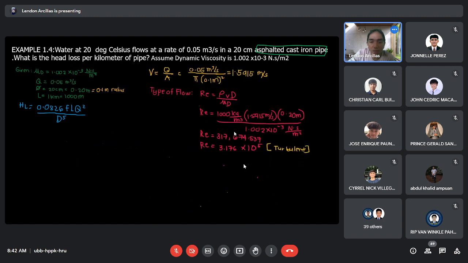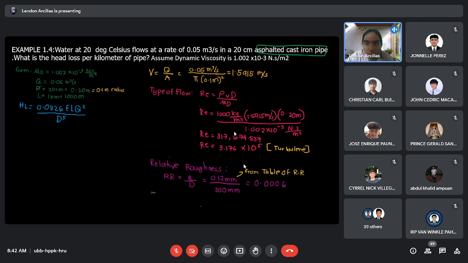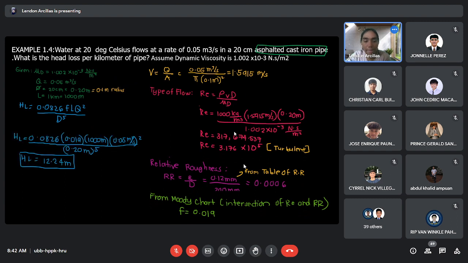And pag turbulent, you'll use the Moody diagram. Sa Moody diagram, kailangan mo na ng relative roughness equal to the epsilon, magbabase sa type ng material, over the diameter of the material. Kailangan mo din yung RE. So, pag na-intersect yun, yun yung ating value ng F. To find the head loss, substitute mo yung value ng F.